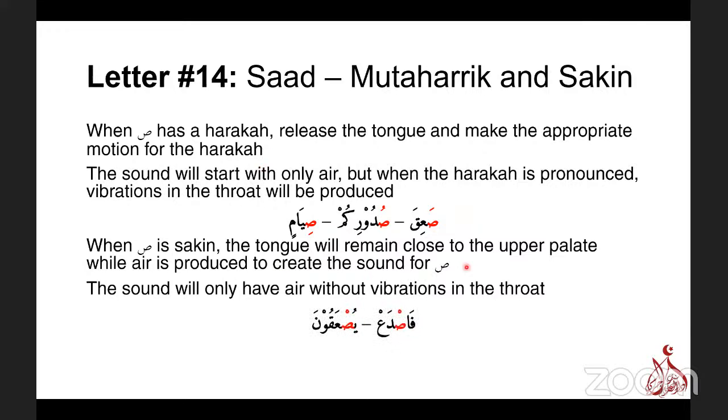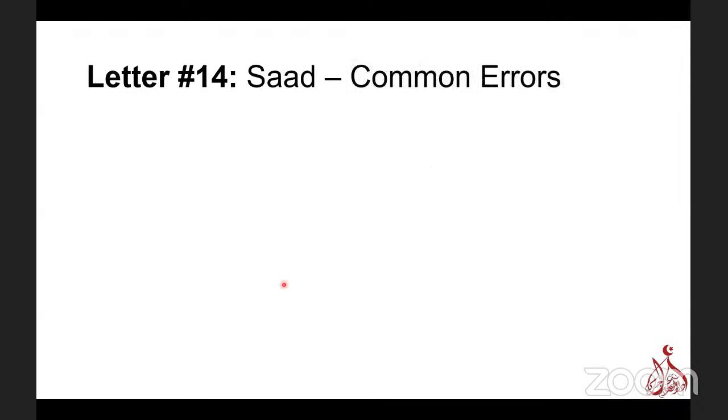So for example, fasda. Just air. Fasda. Or yus'aqun. Again, just air. Yus'aqun. There's only air coming out because it's sakin. Yus'aqun. So that's a mutaharrik and a sakin Saad. Again, the tongue ends up touching the bottom teeth. Now let's go through two common errors that do happen regarding the letter Saad.